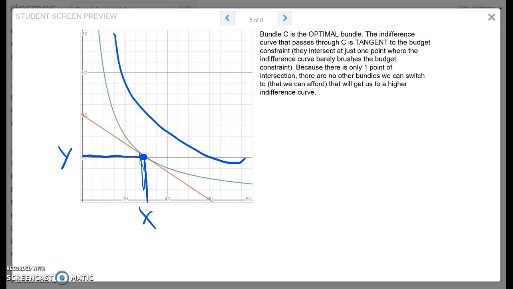I'd love to be on this indifference curve. Unfortunately, I can't afford to get there. It's off the budget constraint. The green indifference curve here is the highest one that still touches the budget constraint. So this point right here, point C, is the place that I can afford, but that gets me on my highest indifference curve.